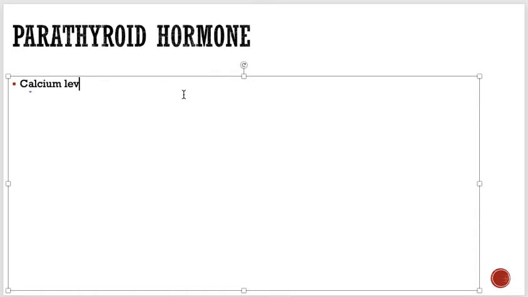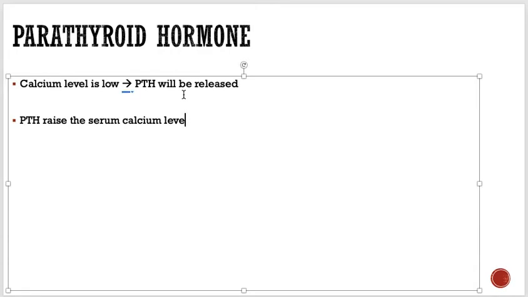If the calcium level is low, PTH or parathyroid hormone will be released, right? So this is the first thing to understand. Now, what is the function of parathyroid hormone? Parathyroid hormone raises the serum calcium levels. Now how does it raise the serum calcium levels? Of course, it has to do something to increase the serum calcium level. So number one, it increases the resorption of calcium from the bone.